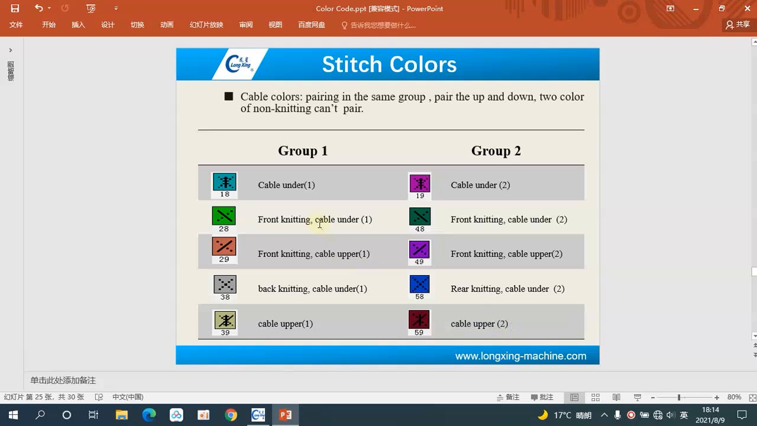Cable colors are paired according to the following principles. Pairing in the same group, pairs up and down. Two colors of non-knitting can't pair. That is, only colors in the same group can be paired. Vertical pairing refers to pairing of upper and lower cable. Pairing except for knurling means that two cable colors for knurling can't be paired. 18, 39, 19, and 59 are knurling colors.